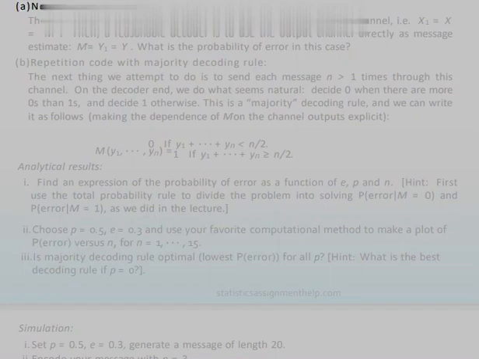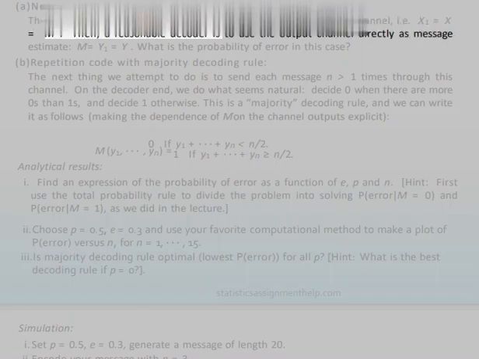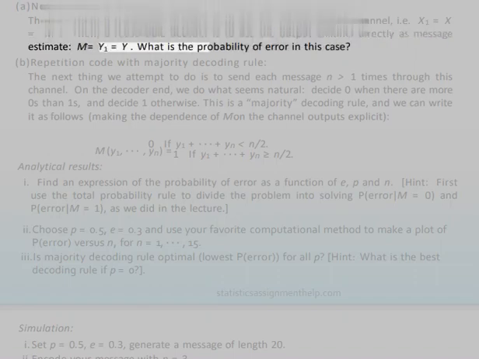A. No encoding. The simplest encoder sends each message bit directly through the channel, i.e. x1 equals x equals m. Then, a reasonable decoder is to use the channel output directly as the message estimate, m hat equals y1 equals y. What is the probability of error in this case?